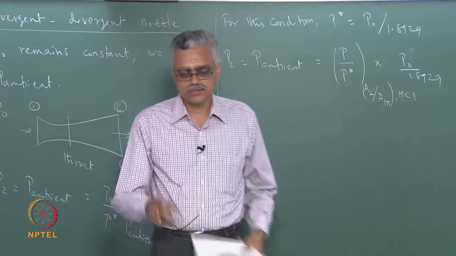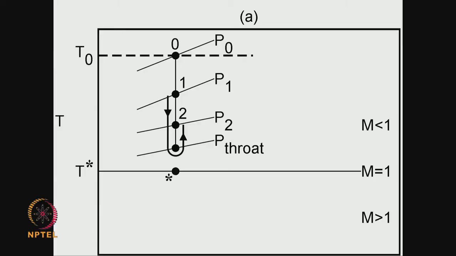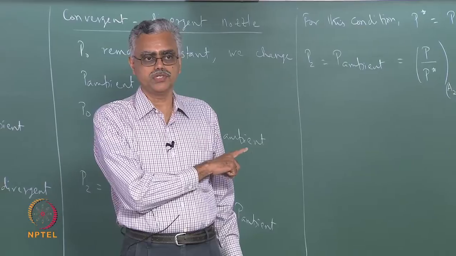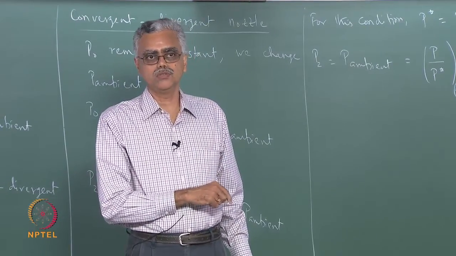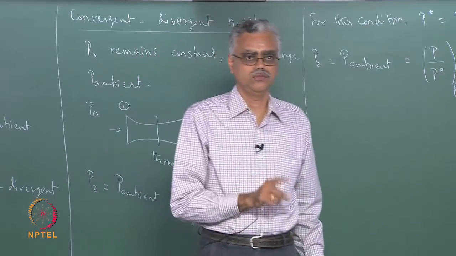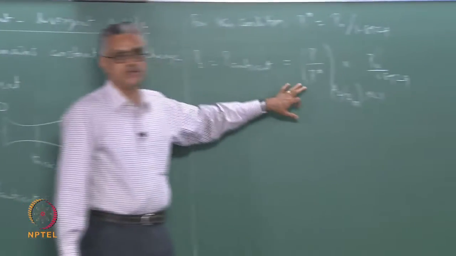Okay. Please remember that in the previous case also the flow is isentropic, but we are not able to use this expression in the previous case to calculate the ambient pressure because the Mach number at the throat is not equal to 1. Okay. So in this case the Mach number at the throat is equal to 1, so we are able to calculate the P this way.